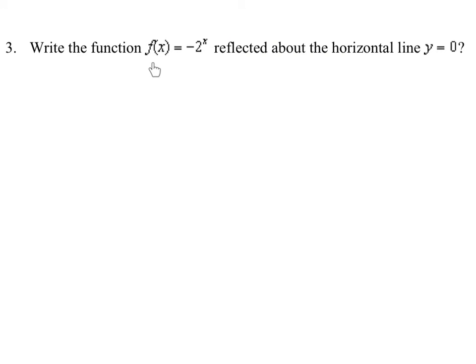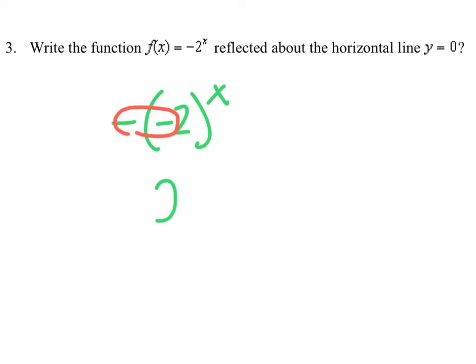Write the function f of x equals negative 2 raised to the x reflected about the horizontal line y equals 0. So whenever that y is out here and it's reflected about y equals 0, all we need to do is put a negative on the outside. So if I put a negative on the outside, I have a negative 2 already there raised to the x. These negatives would cancel, and I would be left with just 2 raised to the x. And that was all because this just said about y equals 0.